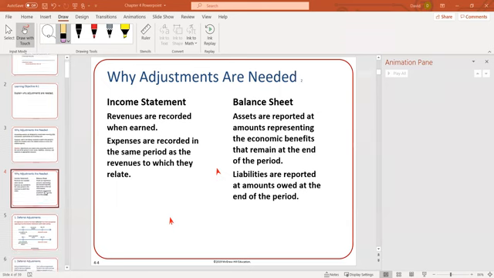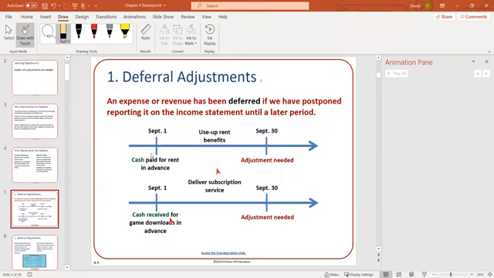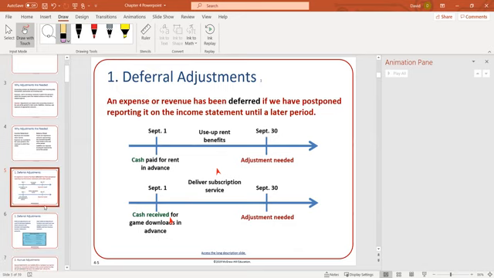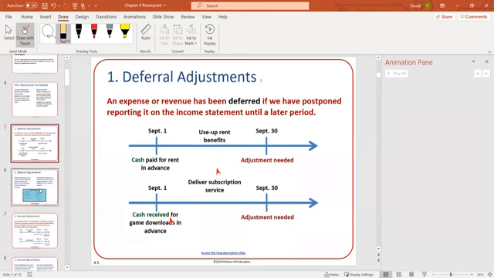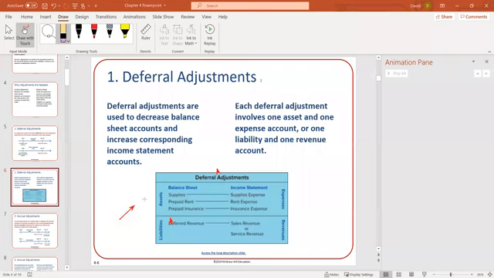All right, let's take a look at some of these. First we've got what they call deferral adjustments. An expense or revenue has been deferred if you postpone it on the income statement until a later period. This could be where cash is paid in advance, which is what they call a prepaid, or where cash is received in advance, which is going to be a liability, and you defer that until you've actually fulfilled your obligation. Here are some examples of deferrals on the balance sheet.